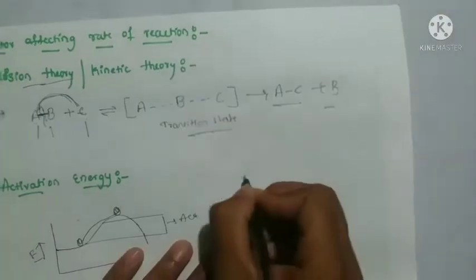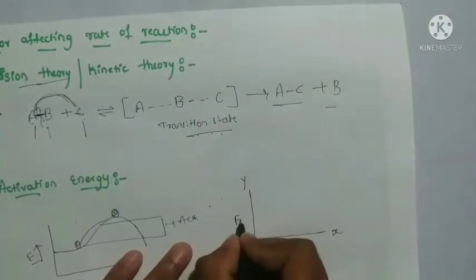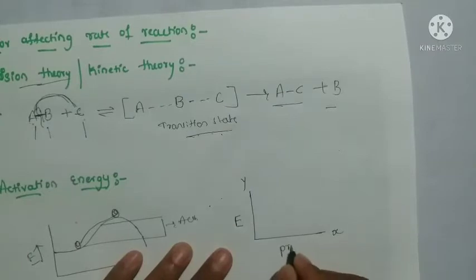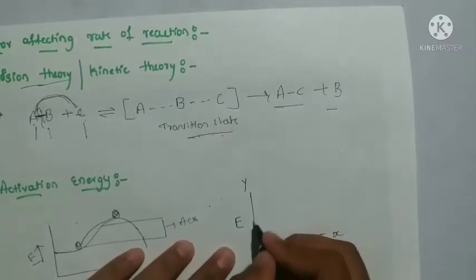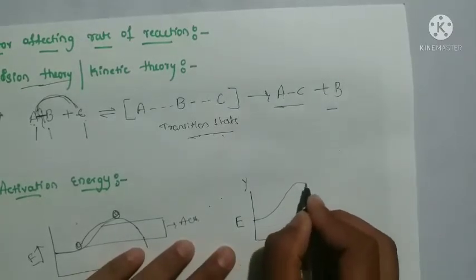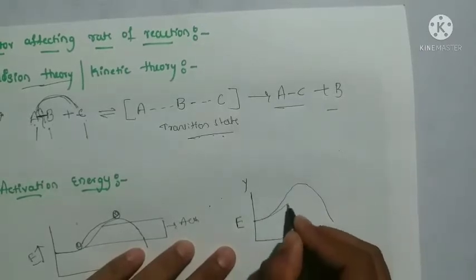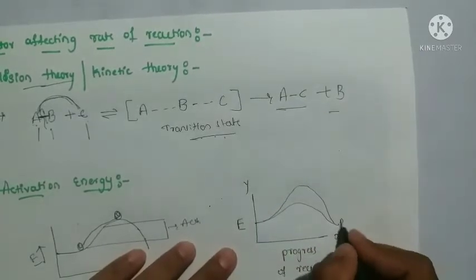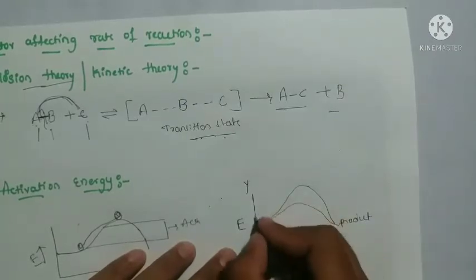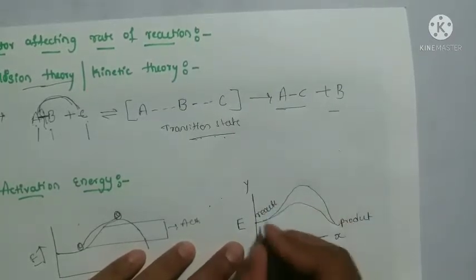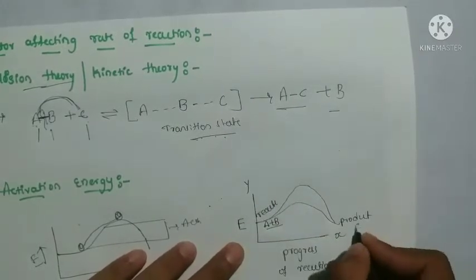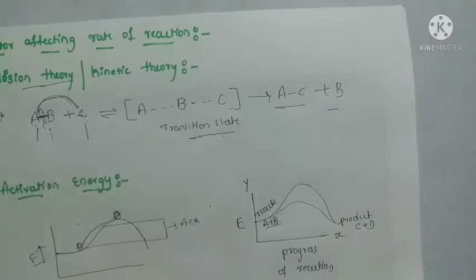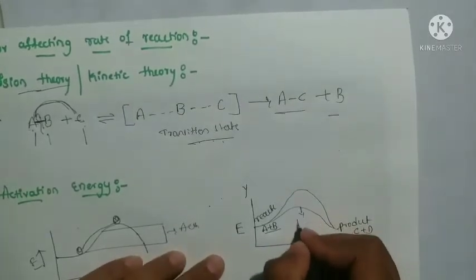On the x-axis is the progress of the reaction, and on the y-axis is energy. Let us plot the graph like this. This is the reactant, this is the product, don't get confused. A plus B is the reactant, C plus D is the product. Here is the activation energy.